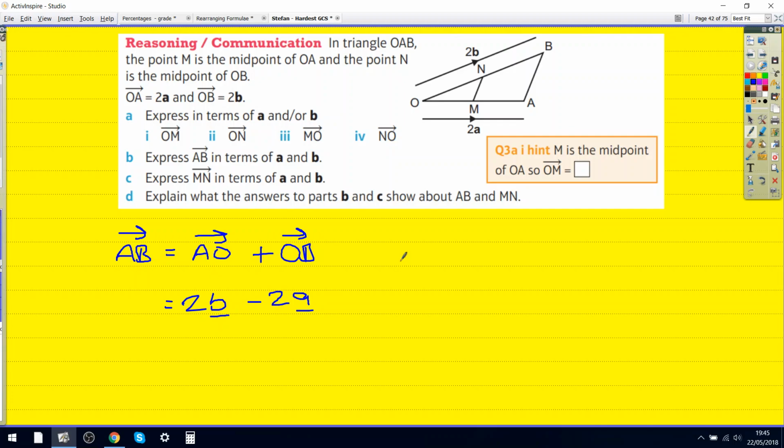That's 2A. And I think you are fine there. Hang on. So the answer to B and C show A to B, and M to N. What is M to N? M to N is half of A to O. Well, it's actually M to O plus O to N.